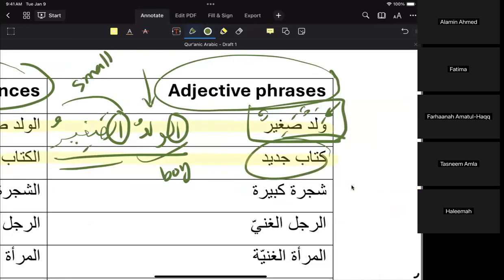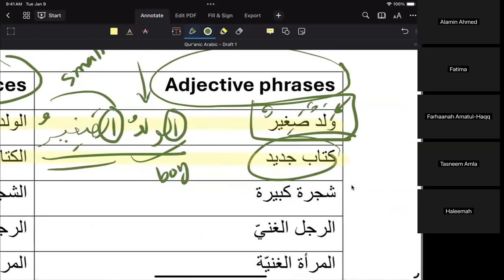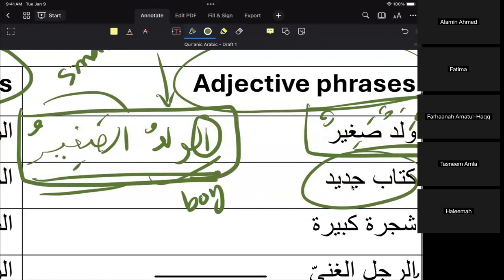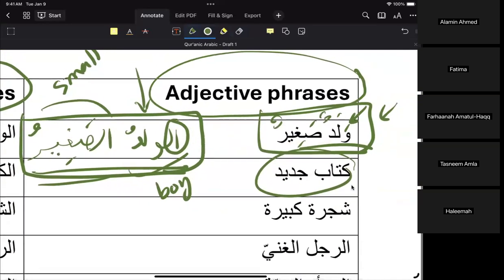Now I want to know, someone, can you tell me the difference between the first one and the second one? Can you translate both of them side by side? Just translate the first one and then, comma, translate the second one. What do you think they mean? You have waladun saghirun and you have al-waladu as-saghiru. A small boy, the small boy. Ahsanti. Yeah, ahsantum. So that's the difference. Now you know why we need to add alif lam to an adjective.